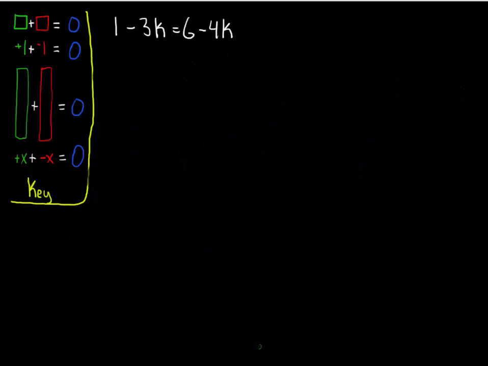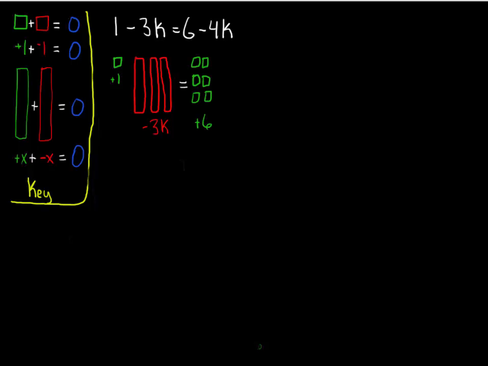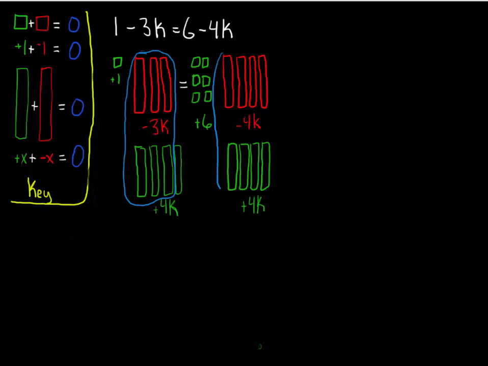Here's problem 2. Again, we have 1 positive unit on the left side and 3 negative unknowns we're calling K. On the right side, we've got positive 6 units and 4 negative unknowns. Since I want all of my bars on one side of the equation and all of my units on the other, I'm going to cancel the largest number of bars I can by adding positive 4 unknowns, or positive 4k, to both sides of the equation. Doing so leaves me with exactly 1 positive bar on the left-hand side of the equation, which I'll rewrite now.